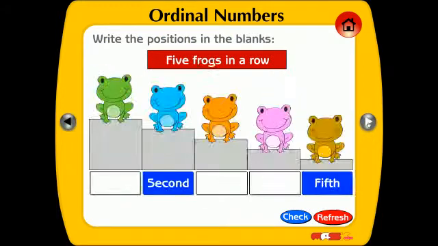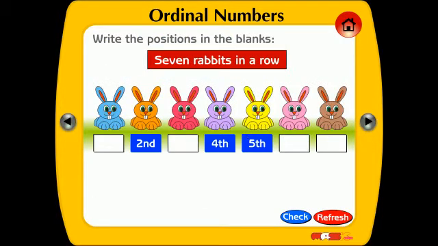Write the position of 7 rabbits in a row. Wrong. Right.